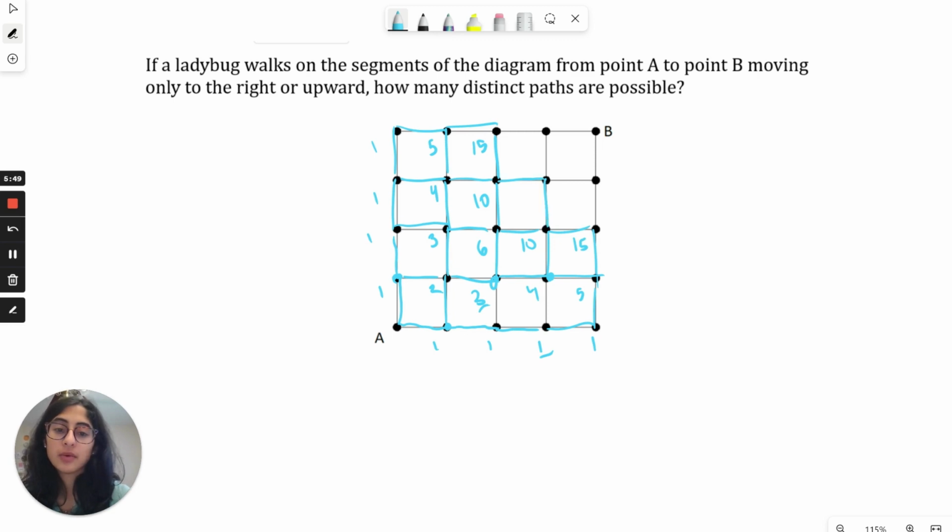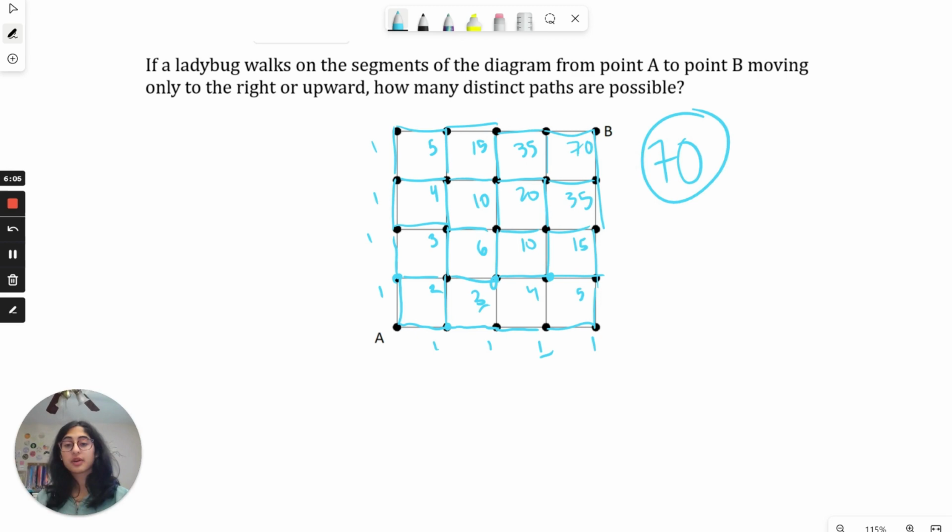10 plus 10 is 20, and then 15 plus 20 is 35, and then 35 here as well. And then finally, for our last point B, there are 70 ways to get there. So the answer is 70.